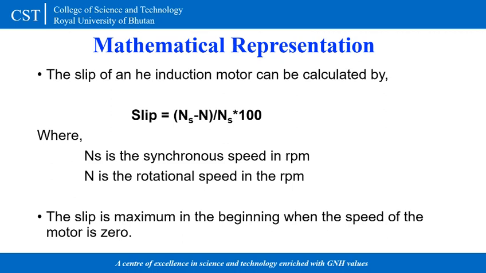Therefore, ns minus n simply becomes ns, and when ns is divided by ns, we get the value of 1. Therefore, when we get the value of slip as 1, then we can say that the slip has its maximum value. Now, if we want to find the percentage slip, we simply multiply it with 100. Therefore, we can get the slip in percentage.